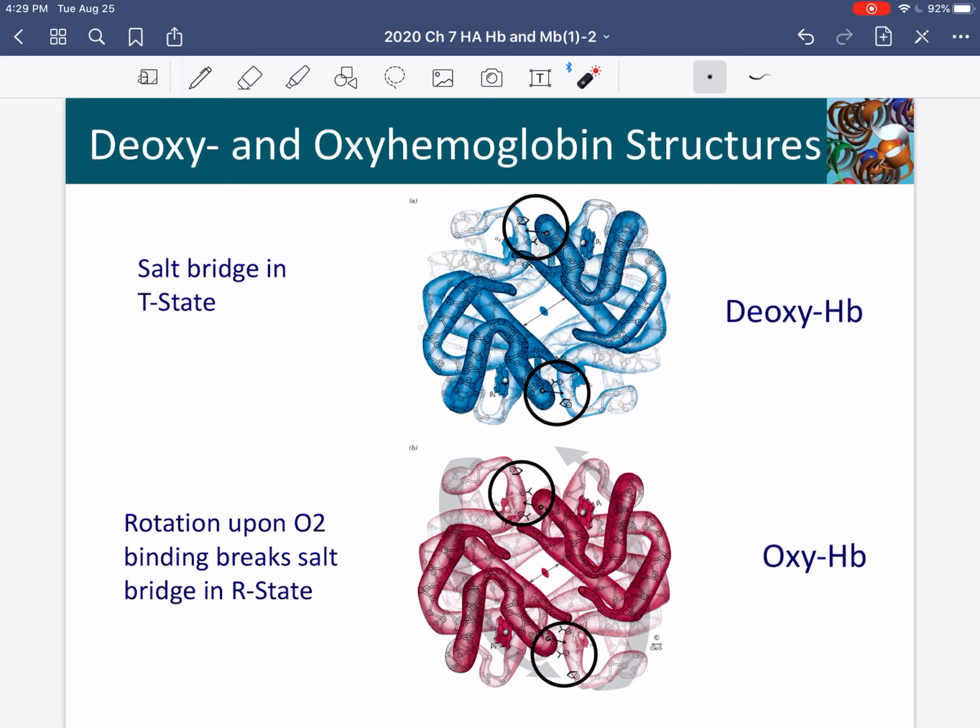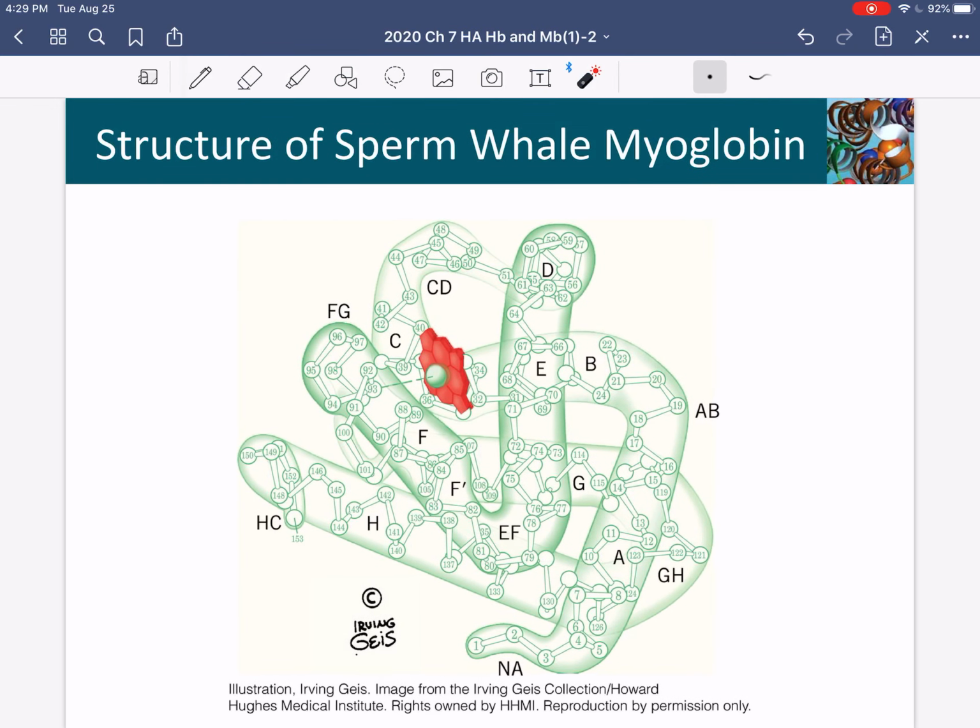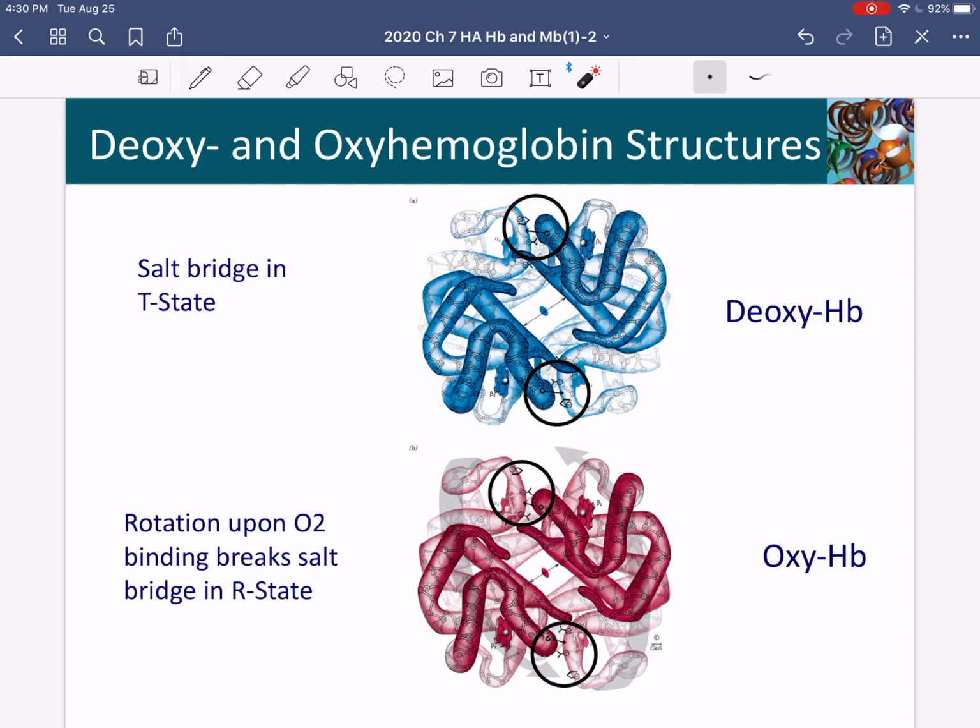So if I could go back one slide, the heme prosthetic group is this iron-containing group here, and that would be the iron right in the middle, bound to that organic honeycomb-shaped planar heme. Okay, so there's one heme binding site on the single polypeptide of myoglobin, and 4 heme binding sites on the 4 polypeptides of the tetramer of hemoglobin.